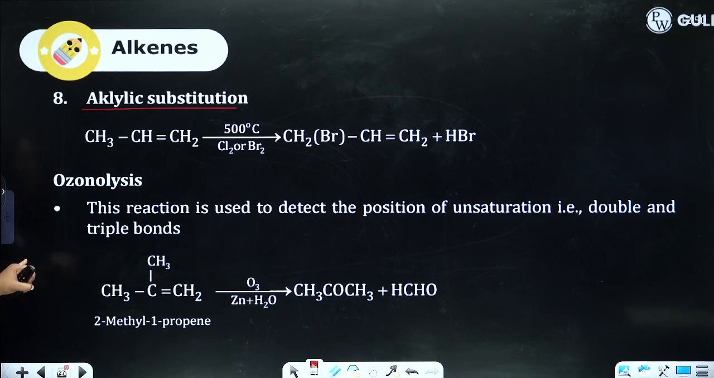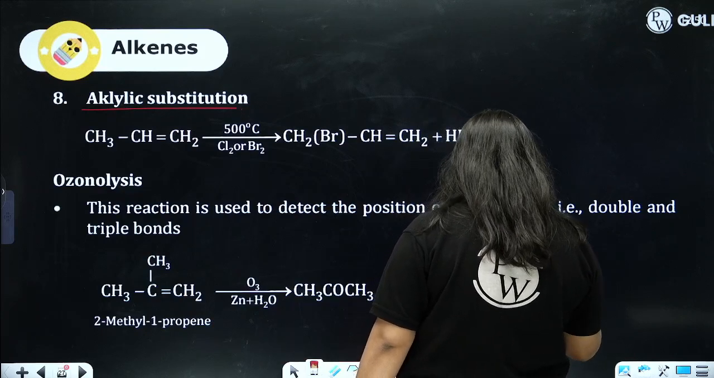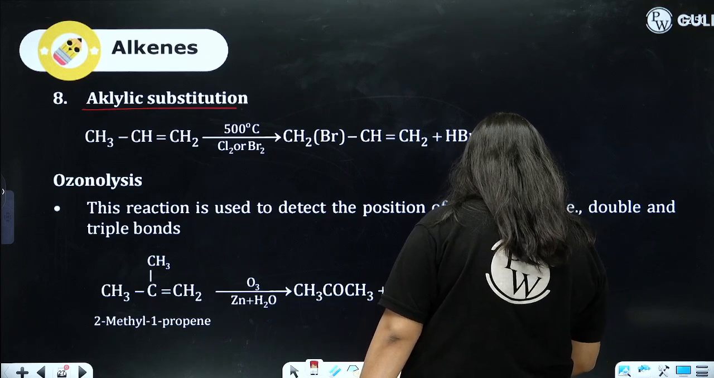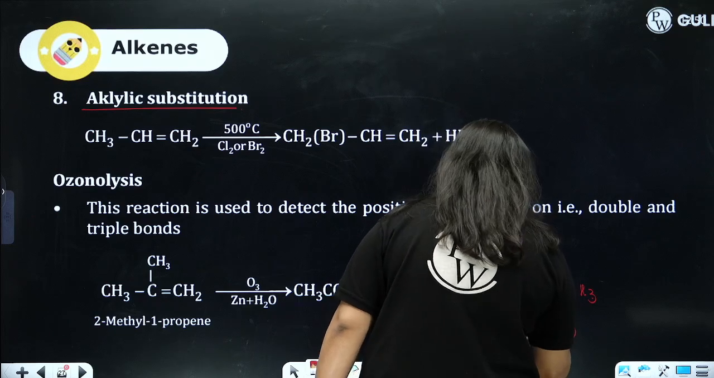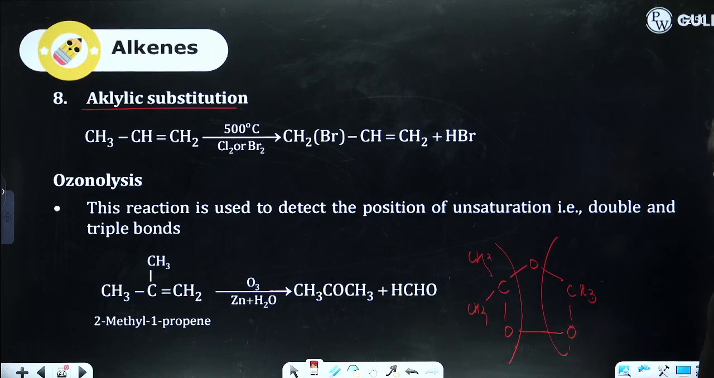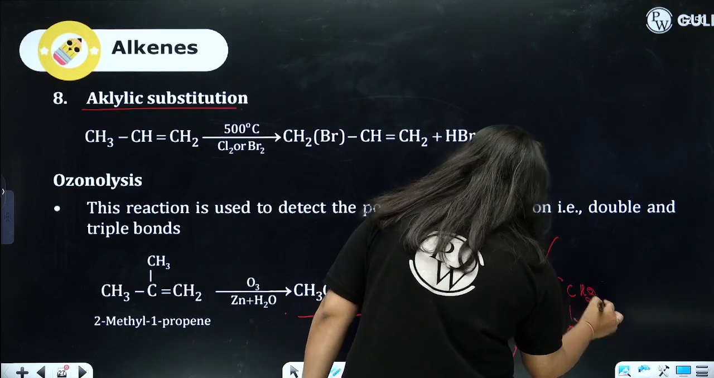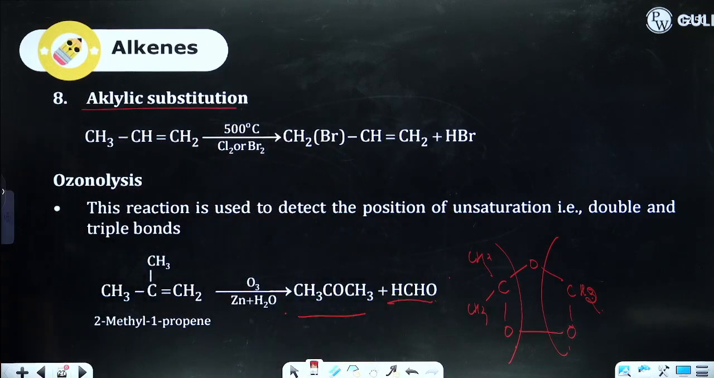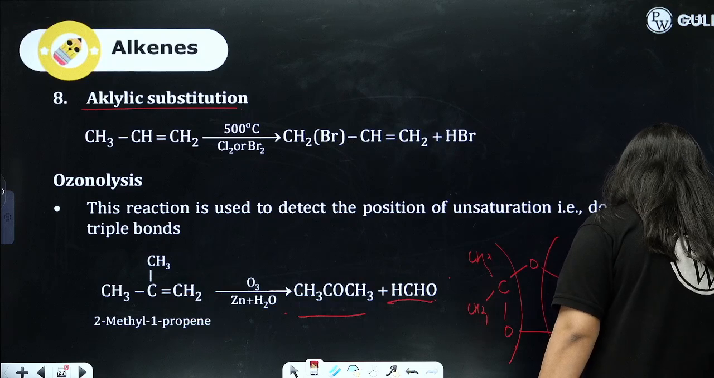Now, talking about ozonolysis, what you're supposed to do is wherever there is a double bond, you will draw the ozonoid, that is, C, O, CH3, O, O. By breaking the double bond, you will get CH3 and CH3. As a result, you will get CH3COCH3 and HCHO. This is CH2, by the way. Please have a look. This particular thing is nothing but the ozonoid. That is, when you add ozone to the carbon having the double bond, this particular thing is known as the ozonoid.